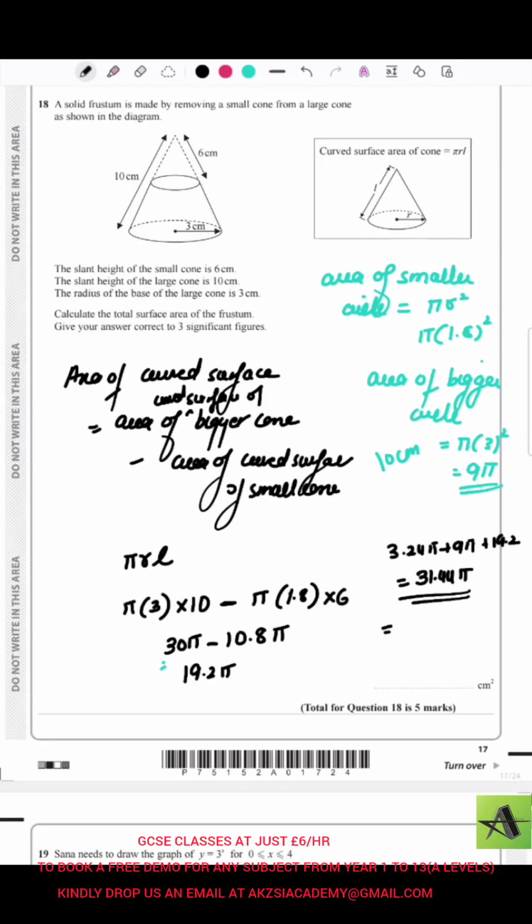So on putting the value of pi, the final answer is 98.7 centimeters squared, because they're asking you to give the answer to 3 significant figures, so it's going to be 98.